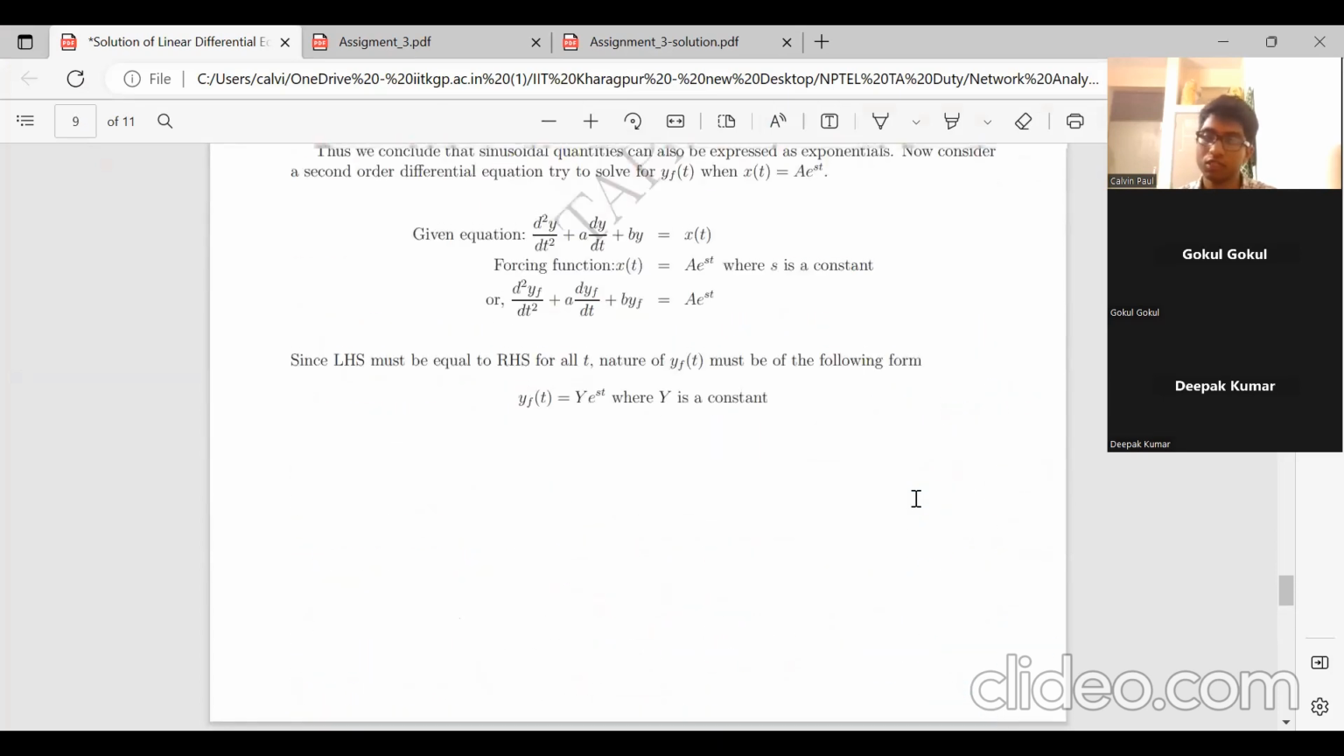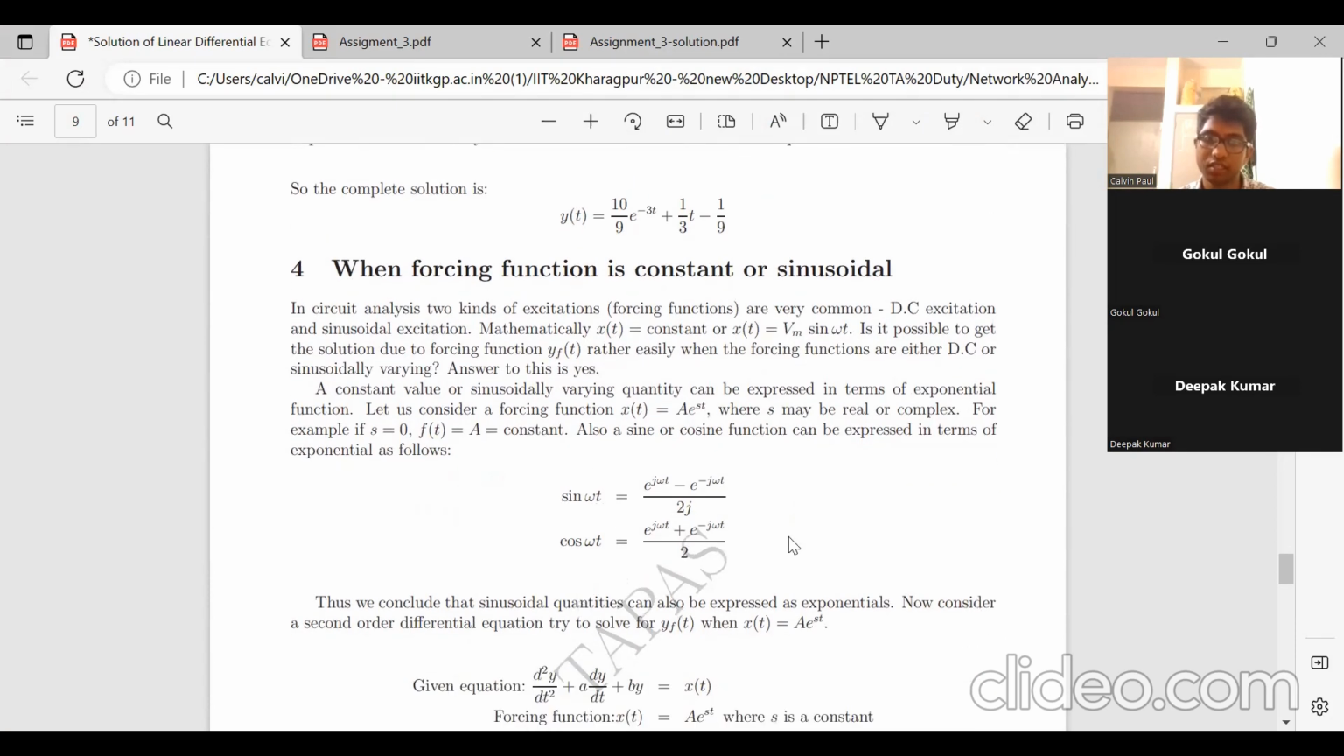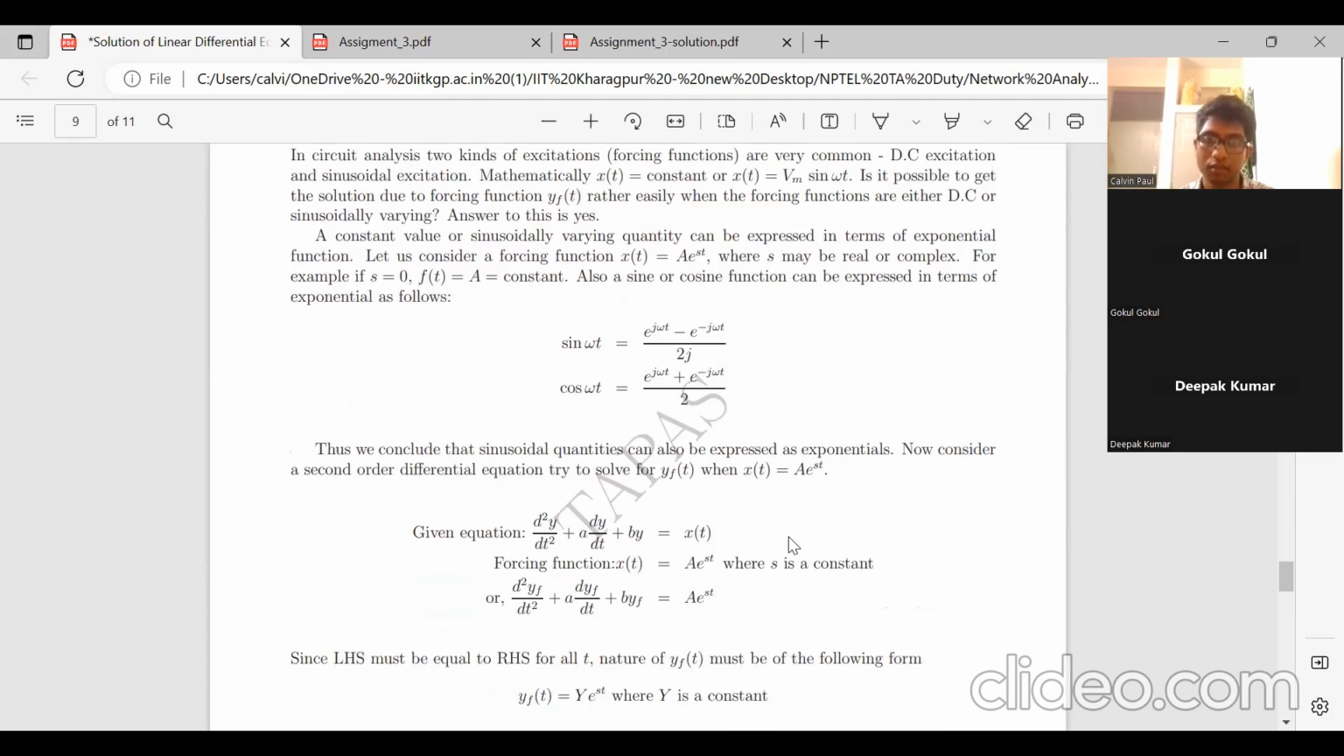Okay, so this was one of the concepts which we studied. We write sine omega t as e to the power j omega t minus e to the power minus j omega t upon 2j. Similarly, cos omega t we can write in a similar format. So x of t is the forcing function, and it is written like this, because in normal electrical circuits we have either a DC voltage source or an AC voltage source. So it is either a constant value A, or it is written in terms of sine omega t and cos omega t.